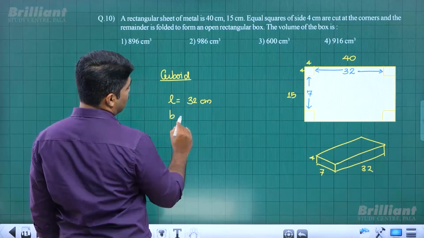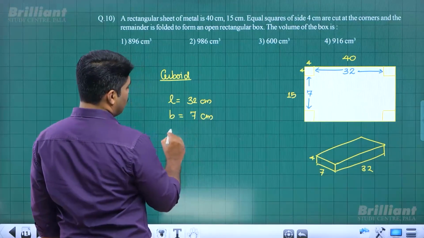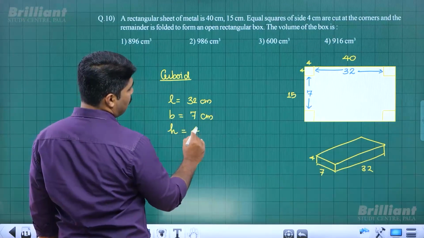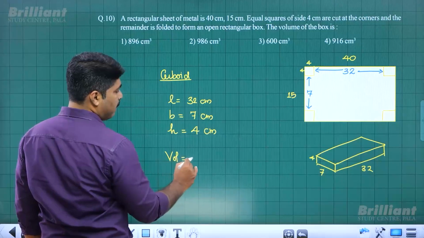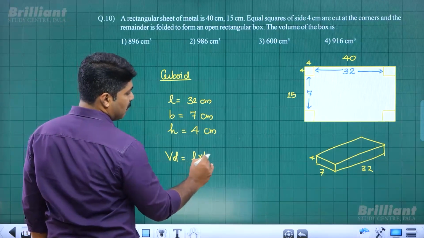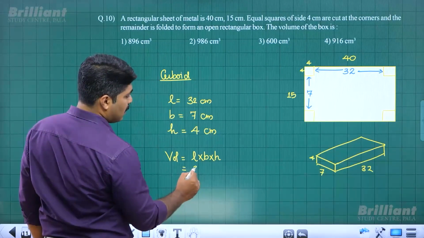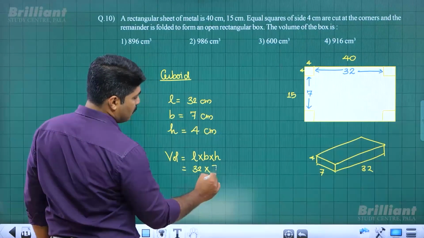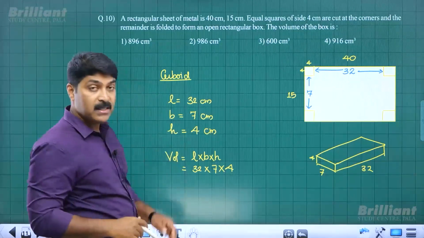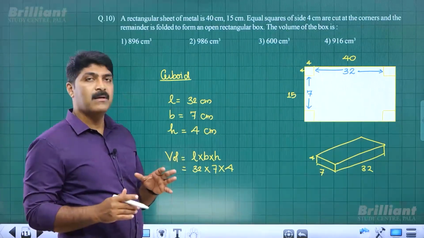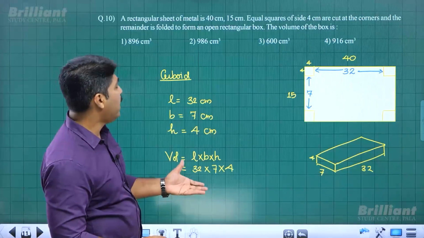Its breadth is 7 centimeter, and its height is 4 centimeter. Then we are going to find the volume, that is length into breadth into height. So here this is 32 into 7 into 4. Whenever we multiply these values, 7 into 4 is 28. 28 into 32, we are sure that will end in 6.